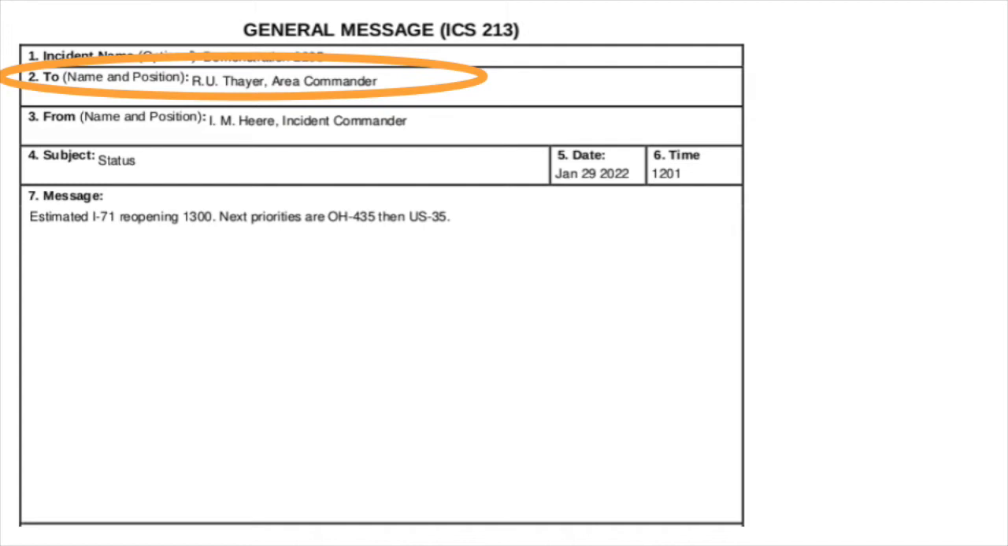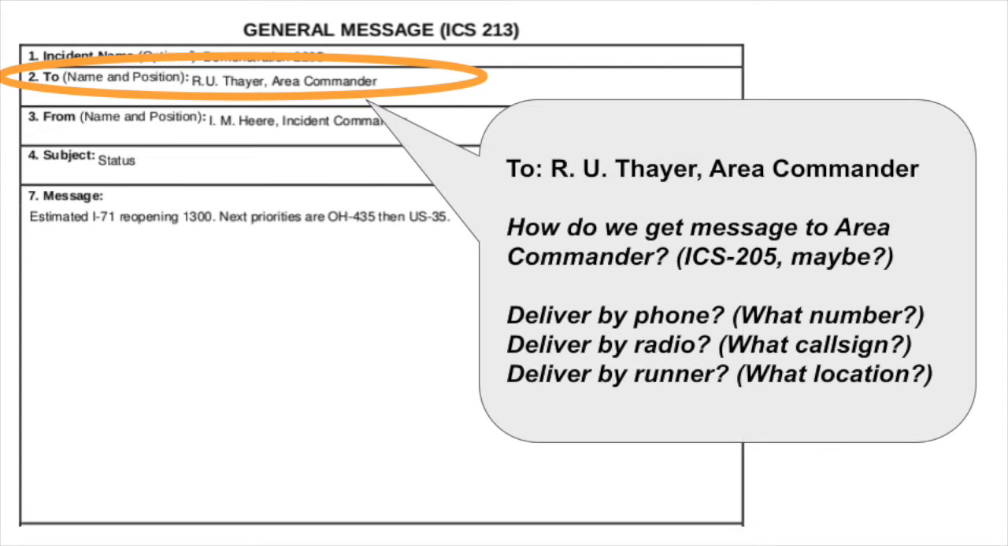Is that all we need? Well, that depends on the operation. Perhaps the ICS Form 205 showing the communications plan has that information, or maybe it's elsewhere in the incident action plan. In any case, that should envision how the message will be delivered, whether by phone, radio, or runner.